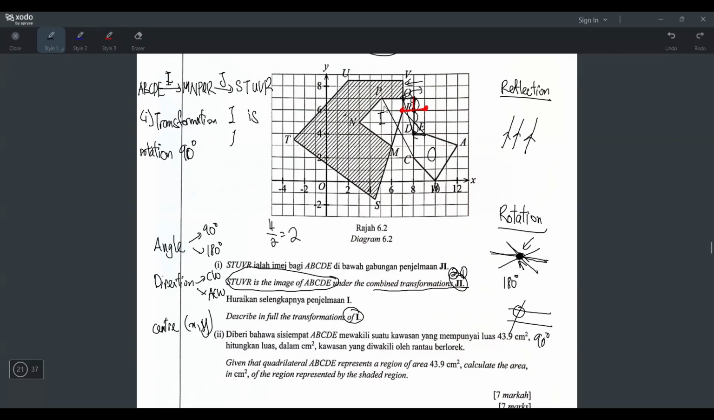First is count how many box first. So it's like 1, 2, 3, and then go down. 4, 5, 6, 7, 8. So it's like 8, right? And then you take 8 divide 2, you will get 4. And then you count from P, 4 unit, or you can count from C also can. It will be the same one. Let's count from P. So 1, 2, 3, 4. So you end up here also, right?